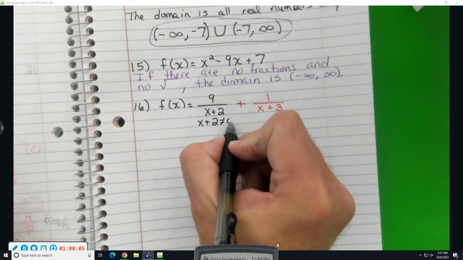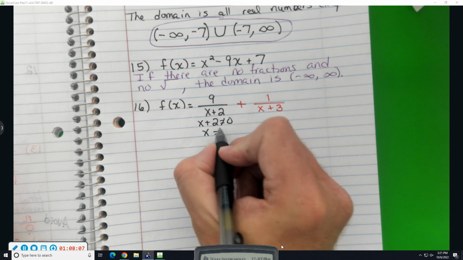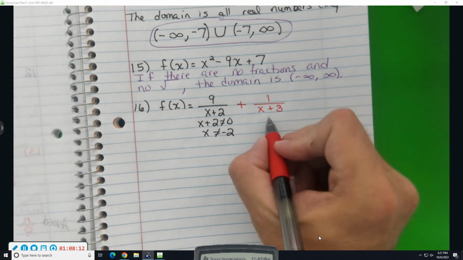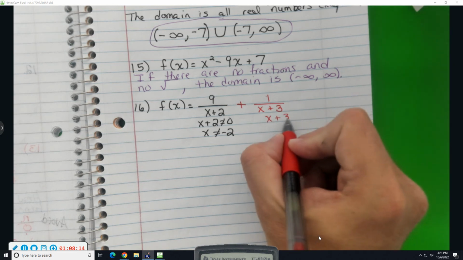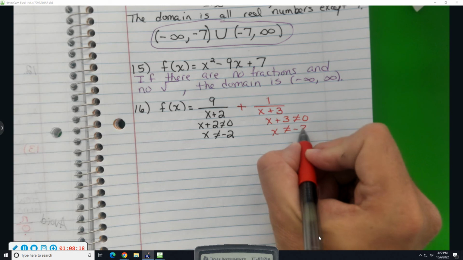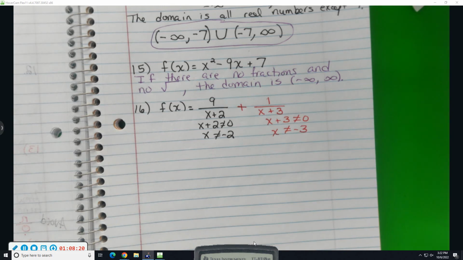That first denominator can't be 0, so x can't be -2. The second denominator can't be 0, so x can't be -3. But how do we write this in interval notation? In words, you would say all real numbers except -2 and -3. It could be anything else.